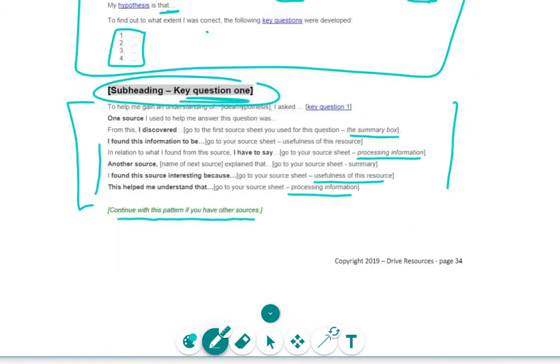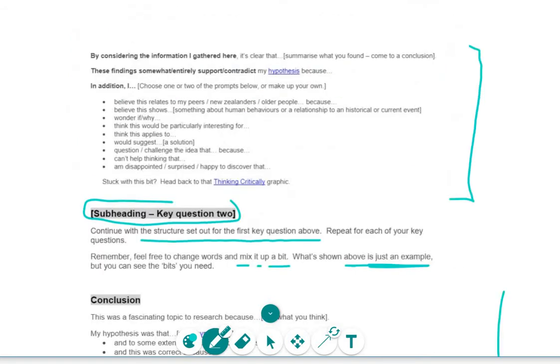Okay, so your first bit is about the sources, and you're carrying on through about question 1. By considering the information I gathered here, it's clear that... so you're coming to conclusions, and then you're relating to your hypothesis, and then here's your big kahuna thinking. And there's some sentence starters for how you can approach your discussion.